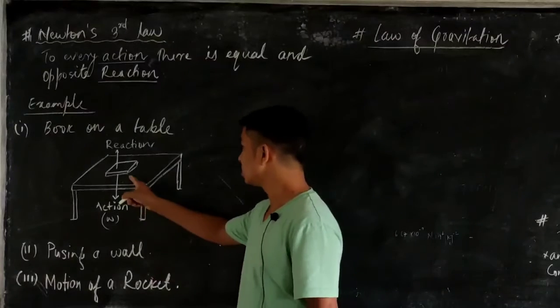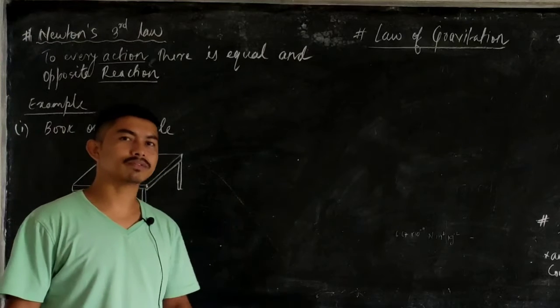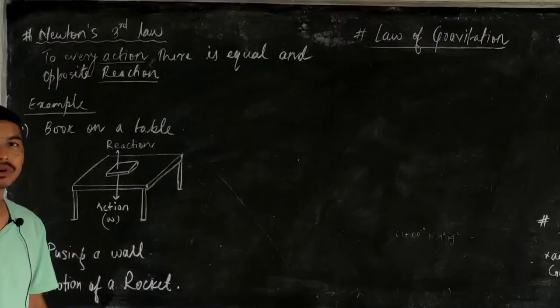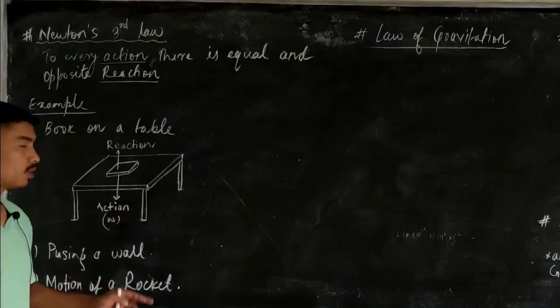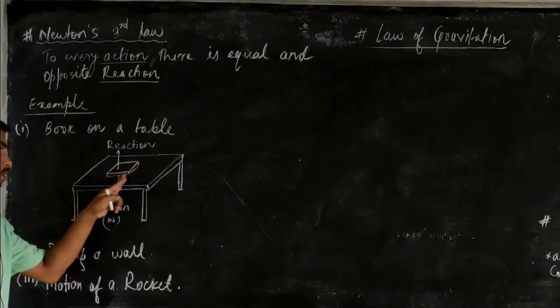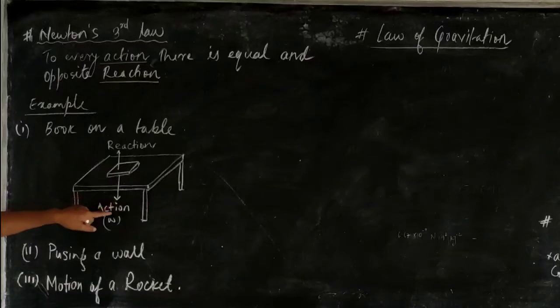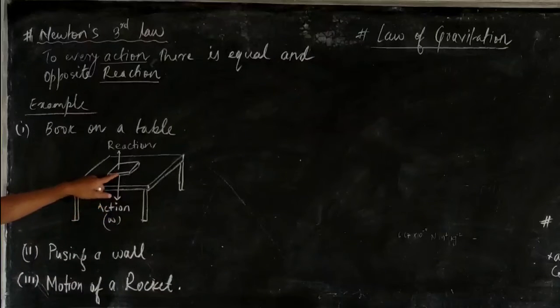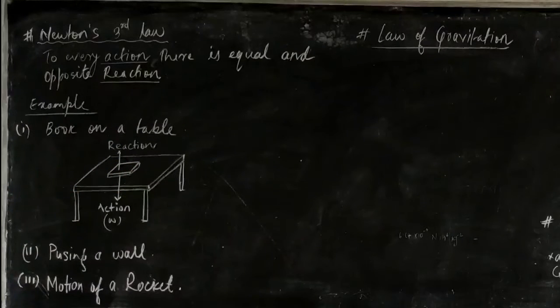It's because the table is also applying an equal and opposite force to that of the weight, which is acting towards the center of the earth, and this is known as the reaction force. Hence, when a book is kept on top of a table, there are two forces acting on it. The first is the action force, which is the weight of the body, and the second is the reaction force, which the tabletop applies on the book.